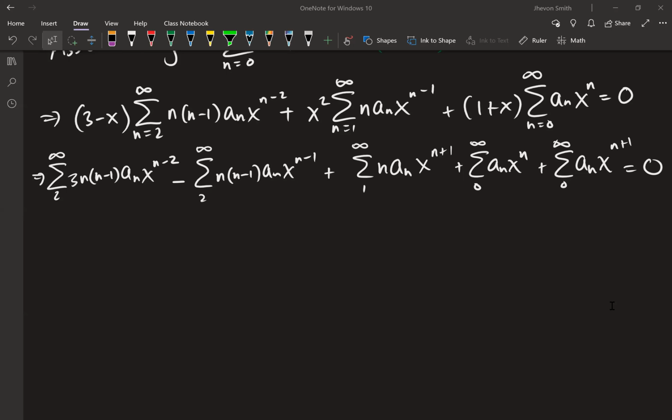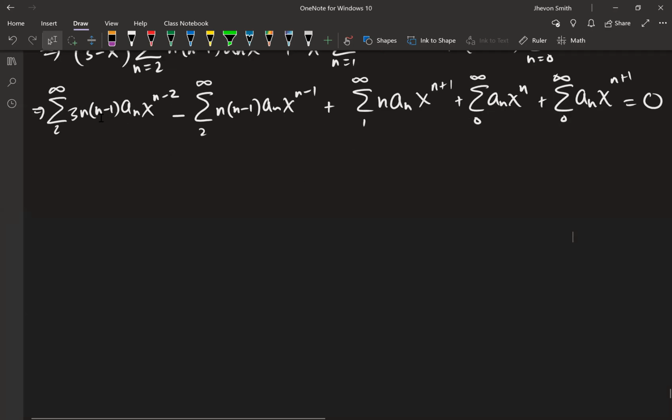Fix the powers. You want to get all the powers to look like n. We can do that by doing a shift. Notice that I will need to shift the first series, the second series, the third series, and the fifth one. So lots of shifting.